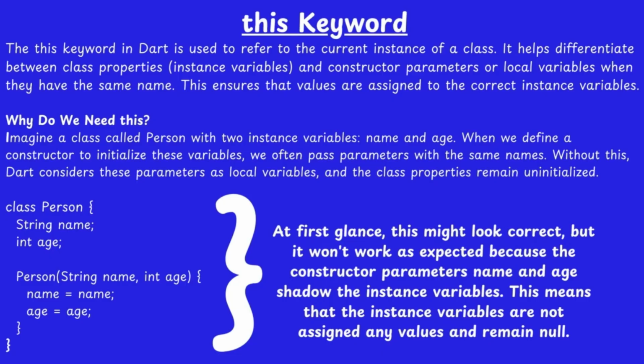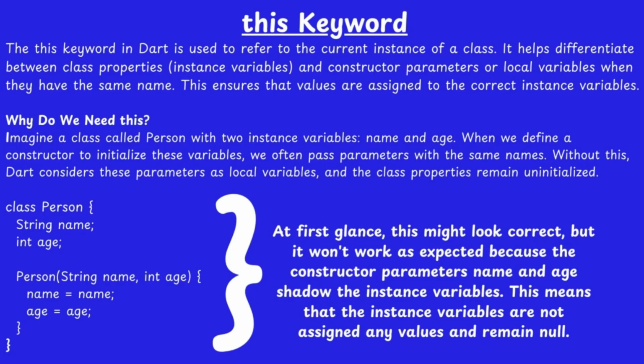Let's consider a scenario where we define a class named person with two properties, name and age. To initialize these properties, we pass values through a constructor. However, if the constructor parameters have the same names as the instance variables, a problem arises. For example, in the following class definition, a class named person has two instance variables, name and age.